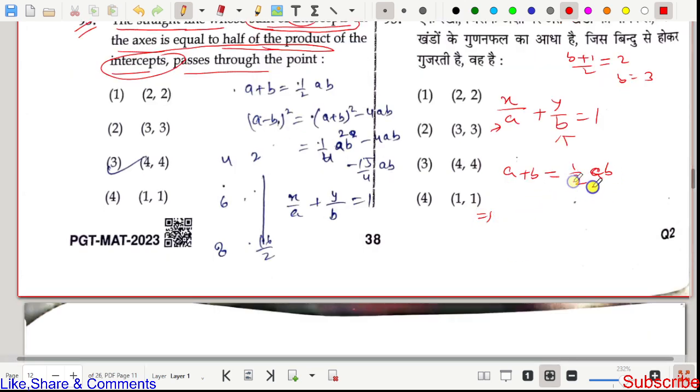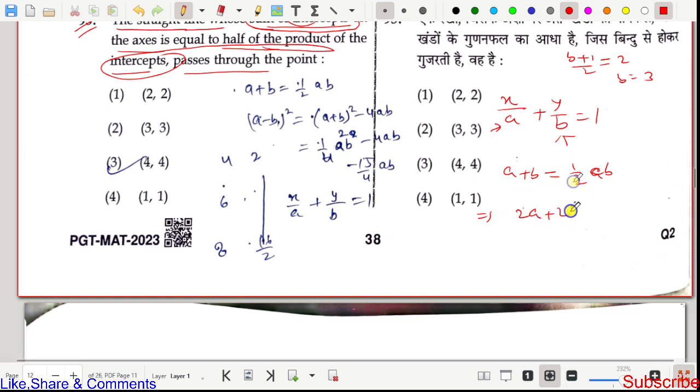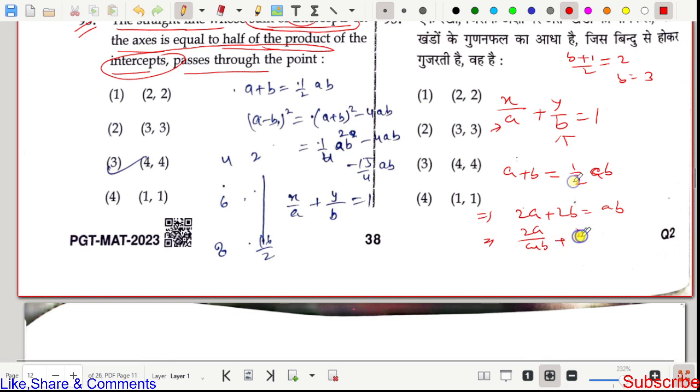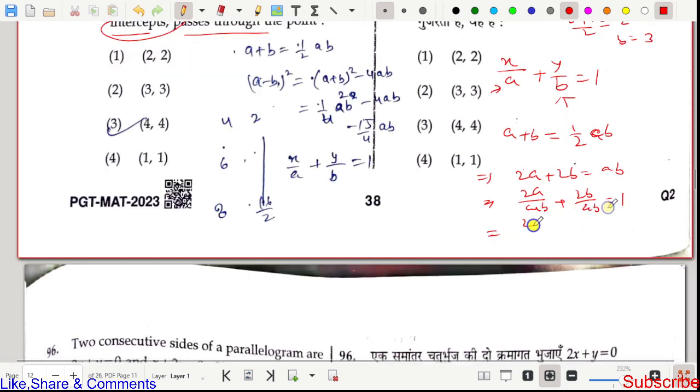Now what can we do? We are dividing both sides by ab. So by multiplying by 2, it will be 2a plus 2b equals ab. If we divide by ab, 2a by ab and 2b by ab, that equals 1. So b cancels out, a cancels out, and we are writing 2 by b plus 2 by a equals to 1. Now from here we can say the answer by seeing the option.